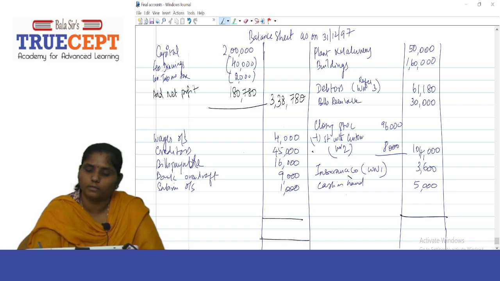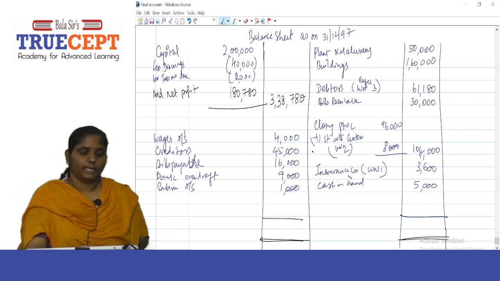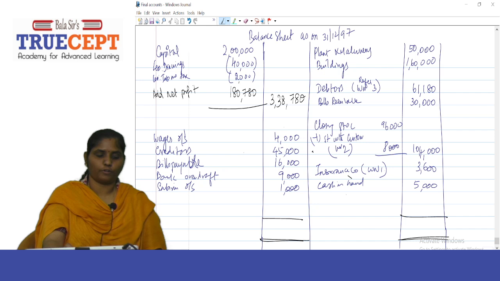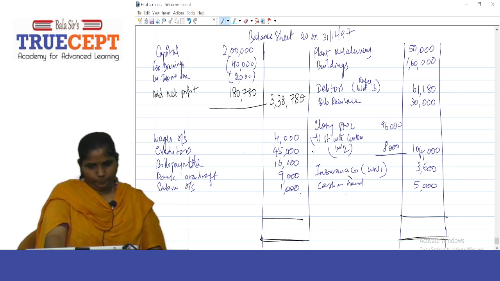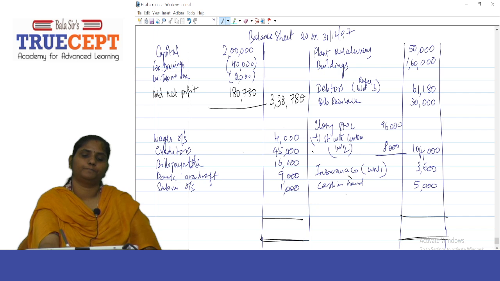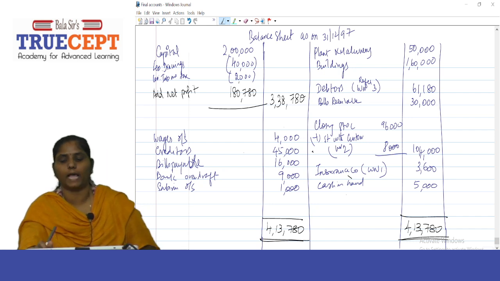So just calculate the total of the balance sheet. So 3,38,780 plus 4,000 wages outstanding, creditors 45,000, 16,000 bills payable, 9,000 overdraft and 1,000 rupees salaries. 4,13,780. 4,13,780. Please do on the asset side as well.